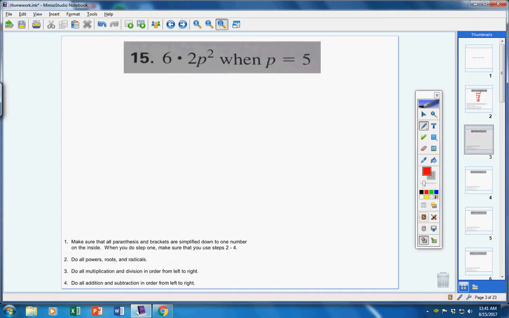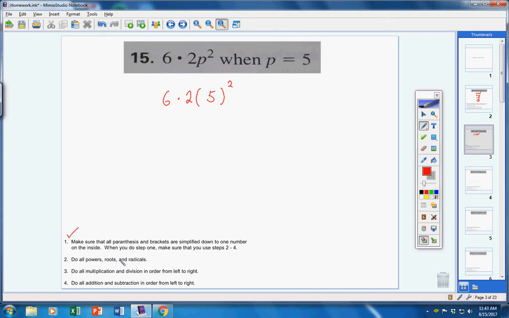Number 15. Okay, students, here we go. We have 6 times 2 and then a p. So put parentheses, p equals 5, put a 5, and then square it. Go through your steps carefully. Make sure that all parentheses and brackets are simplified down to one number. Does this parentheses have one number on the inside? Yes, it does. So step 1 is finished.